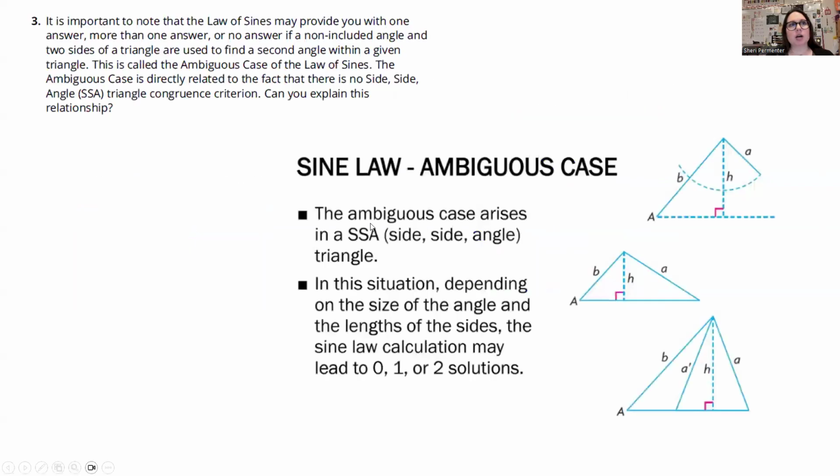All right, continuing on. It says that it's important to note that the law of sines, I need to sneeze.